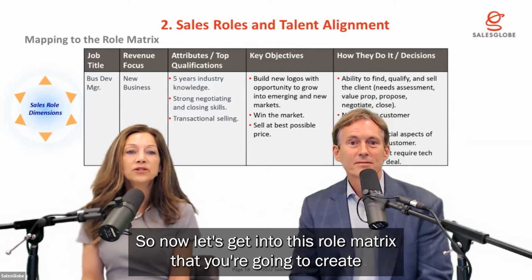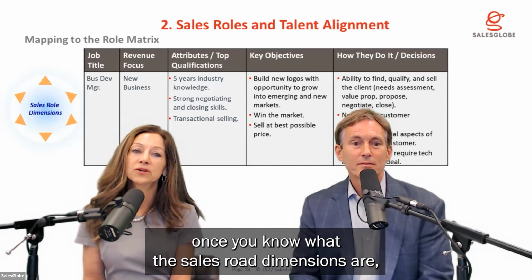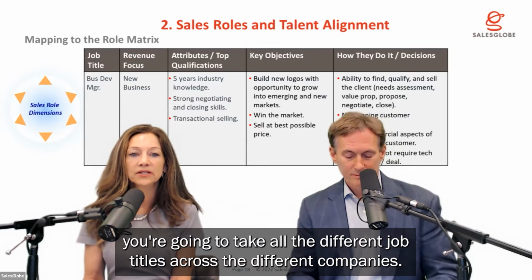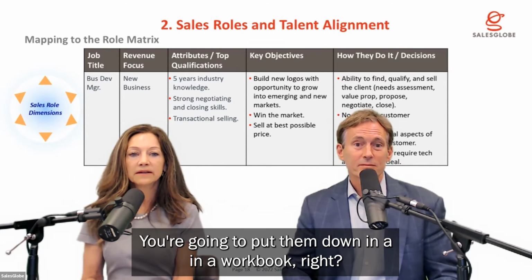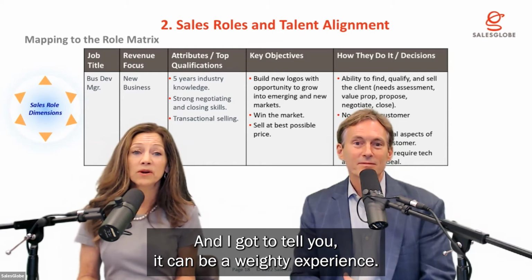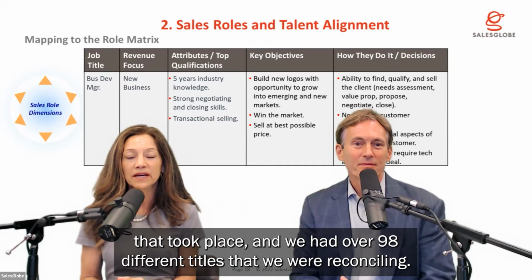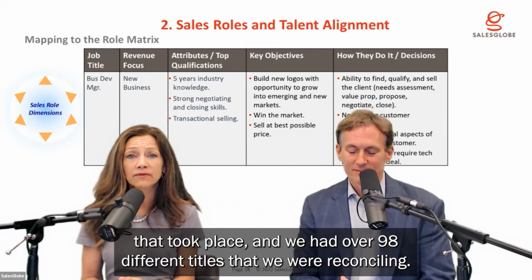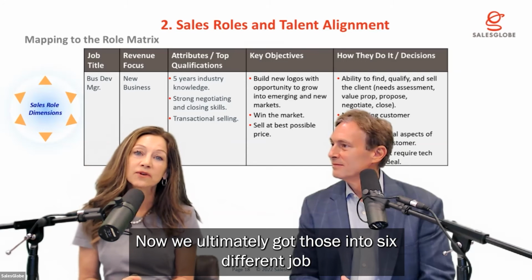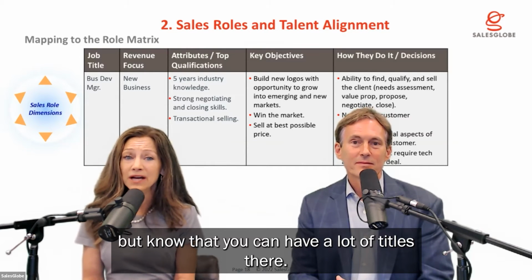So now let's get into this role matrix that you're going to create. Once you know what the sales role dimensions are, you're going to take all the different job titles across the different companies. You're going to put them down in a workbook, right? So you got to document them. And I got to tell you, it can be a weighty experience. I remember another recent acquisition that took place, and we had over 98 different titles that we were reconciling. Now, we ultimately got those into 6 different job categories, which will be part of this whole mapping. But know that you could have a lot of titles there.